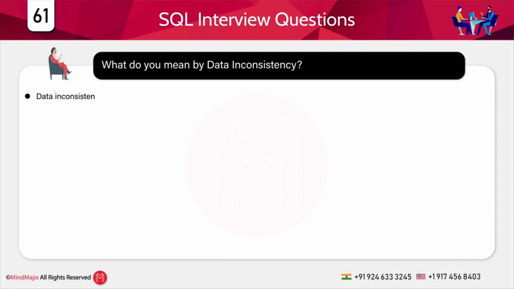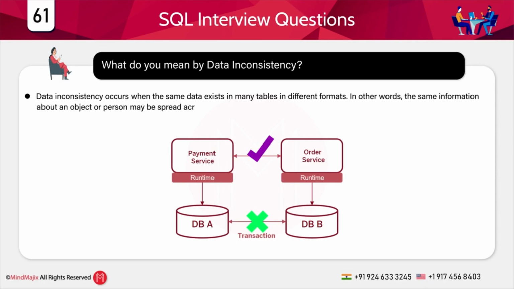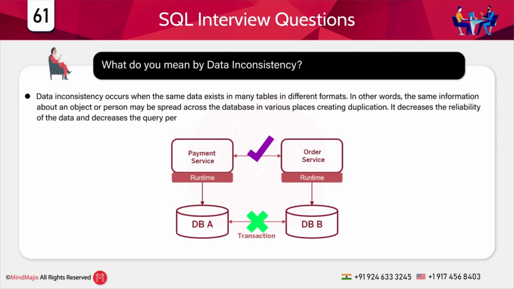The next question over here is, what do you mean by data inconsistency? Data inconsistency occurs when the same data exists in many tables in different formats. In other words, the same information about an object or a person may be spread across the database in various places, creating duplication. It decreases the reliability of the data and decreases query performance significantly. To overcome this drawback, we can use constraints on the database.